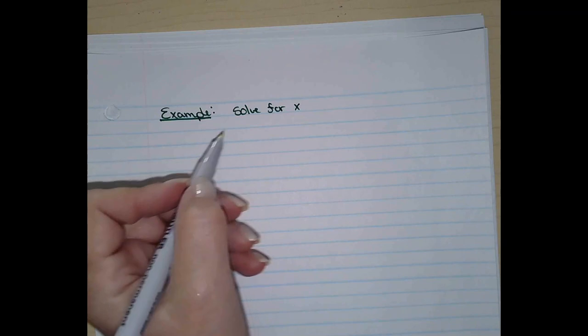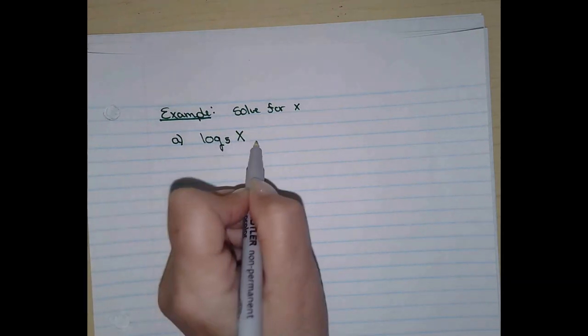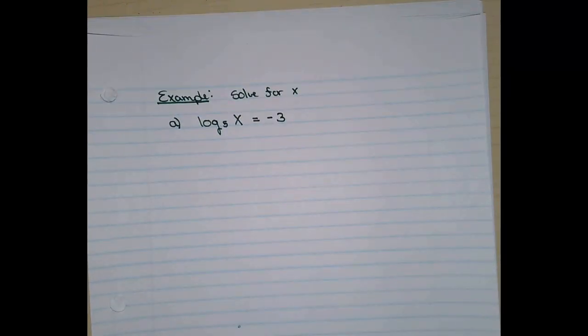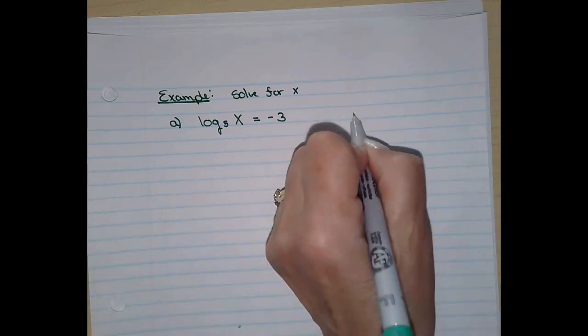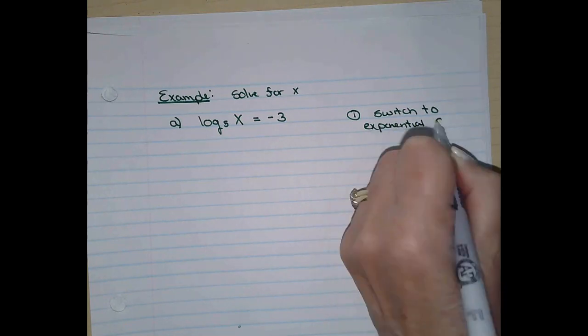Okay, from here we're gonna put x's in. Now we're gonna solve a logarithm equation. So take a look here. How do we do this? Example. Solve for x. A. So log base 5 of x is equal to negative 3. And again, every single time you have logarithms and you're going to solve, your first step is always switch it to exponential form. Always. Switch to exponential form to solve. Because as soon as you do that, take a look.